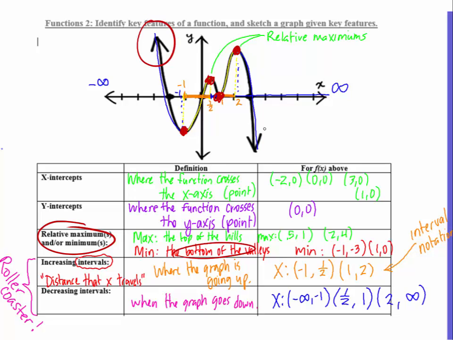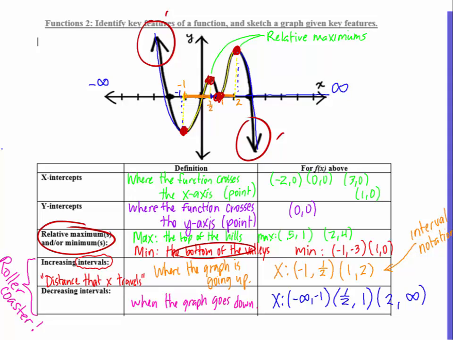Now, we do not consider the arrows to be relative maxes or mins because they keep going on up forever. They would actually never finish. There is no number that they just stop at, so that's why we don't say relative maxes or mins.